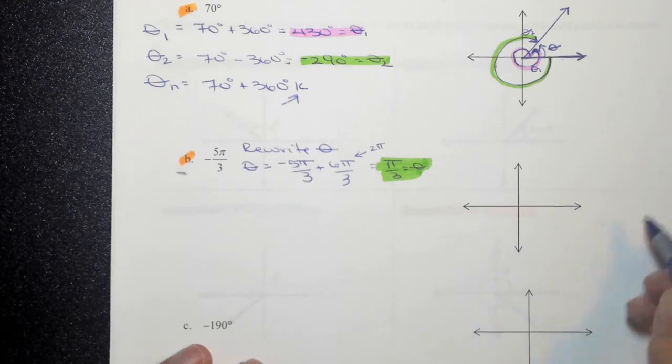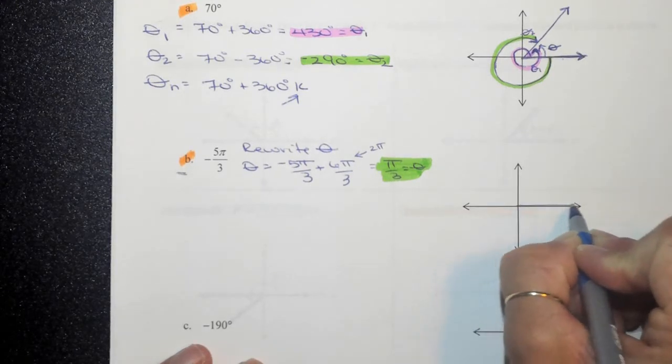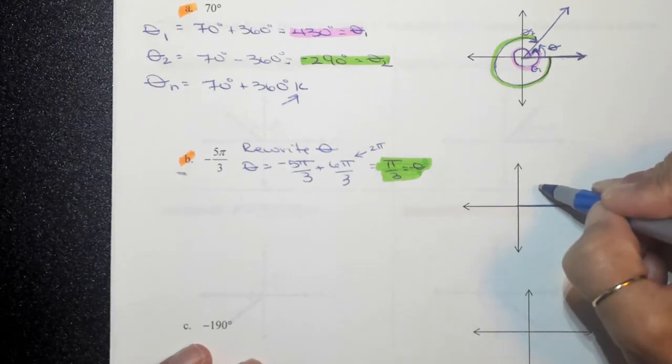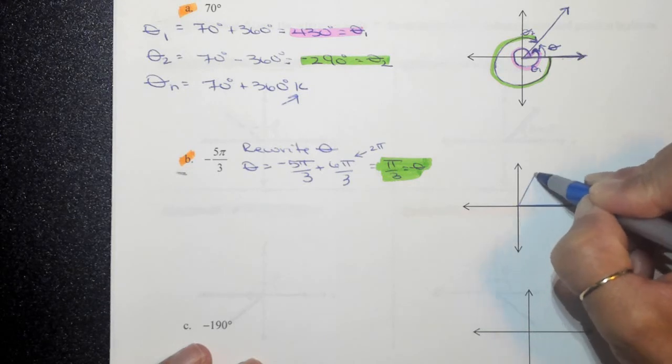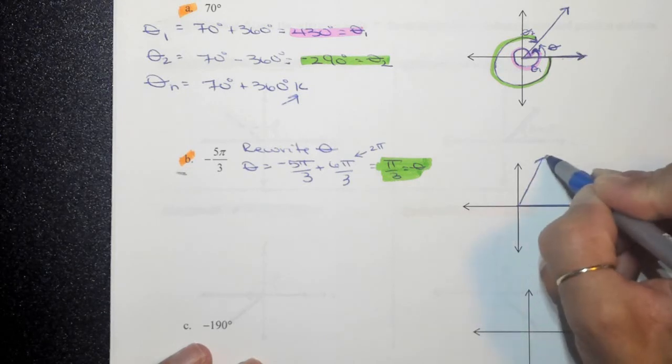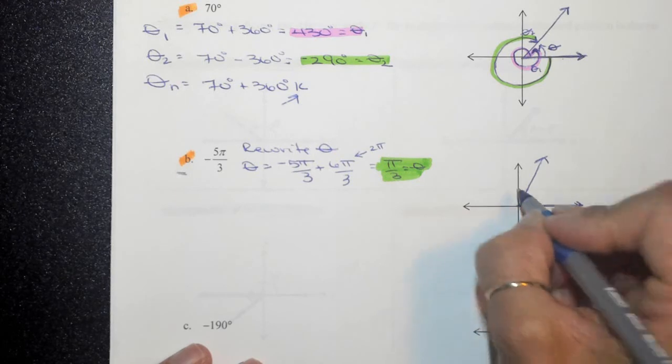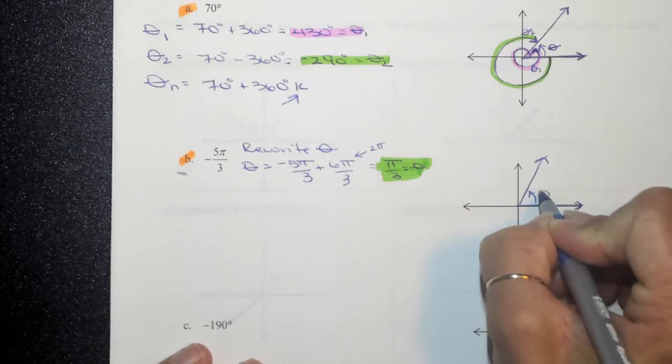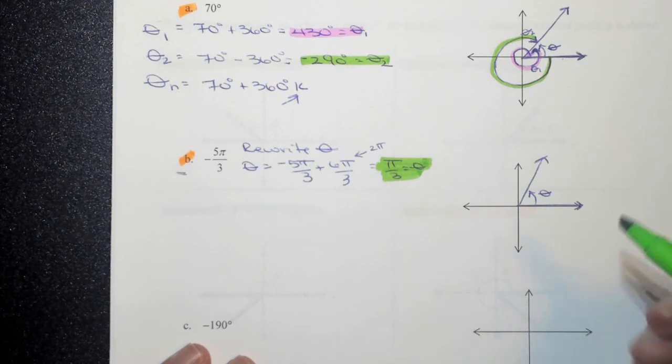Okay, that'll be my angle. So what I'm going to do is sketch this angle, which we know is 60 degrees. So it's up here. And again, it's just a sketch. So this is theta. Okay, right here.